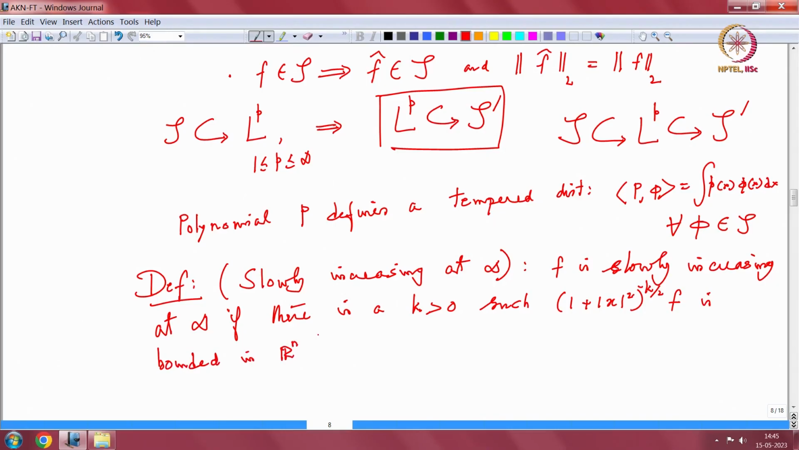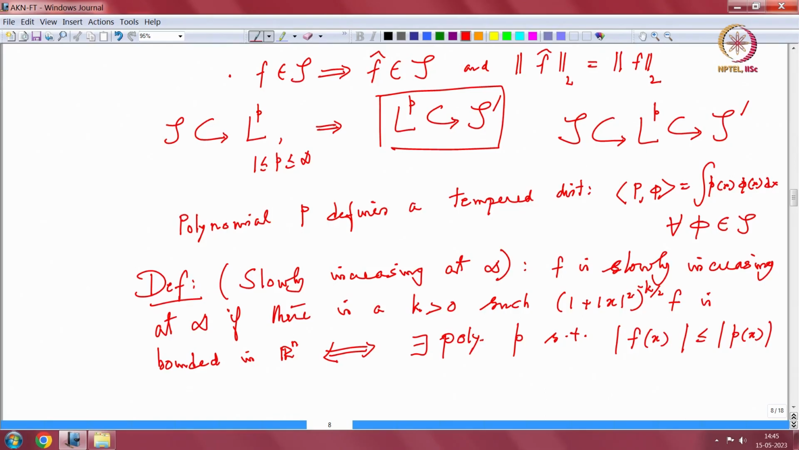This is equivalent to saying that f can't grow more than a polynomial. Equivalently, there exists a polynomial p such that the modulus of f(x) is less than or equal to the modulus of p(x). So it can be estimated by a polynomial; it can't grow more than that.